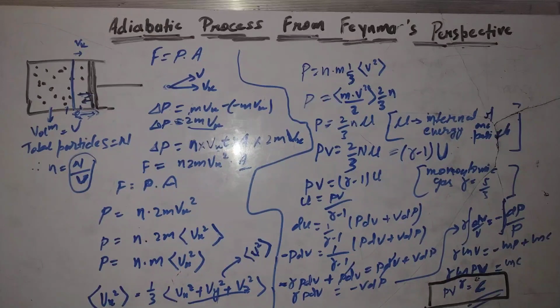the relation of pressure and volume has a certain relation that is determined by this factor gamma and is constant. So the term PV raised to the power gamma is constant. That's all for today, and that's a very general talk about the adiabatic process, which Richard Feynman has explained in his book, Feynman's Lectures on Physics.